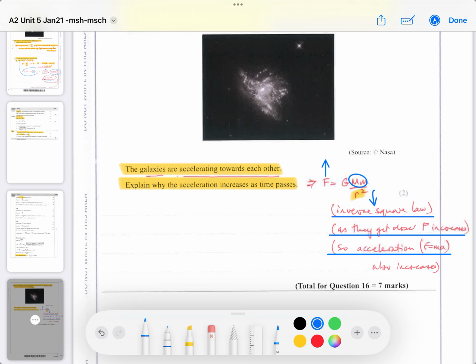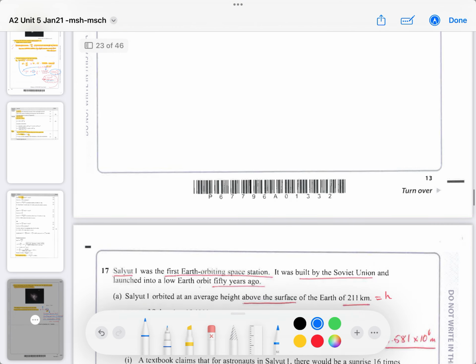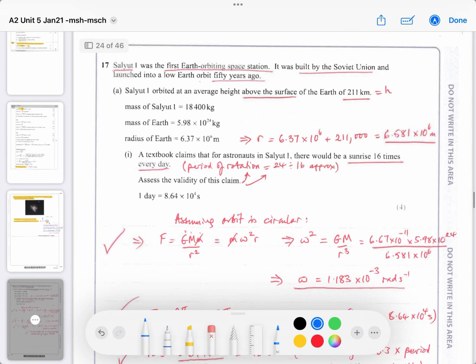And you can look at the mark scheme because I showed you already. You can go back to the video and stop the video when you want to have a look. Question 17. We'll do this because it's on the same theme. Salyut 1 was the first Earth orbiting space station. It was built by the Soviet Union, launched into low Earth orbit 50 years ago. Okay? And that's what I was saying in the playlist. There are some other videos where they explain about orbits and objects in orbit. So really go and watch this.